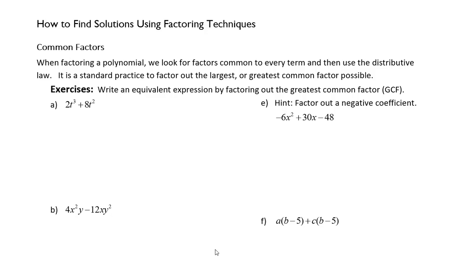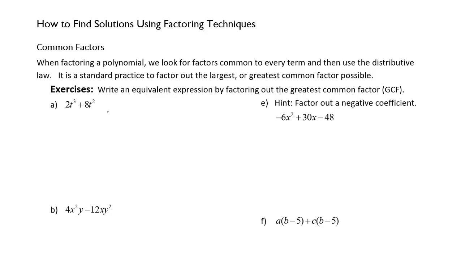In this video, we'll be using factoring techniques to find the zeros of the polynomials. When factoring a polynomial, we look for factors common to every term and then use the distributive law. It's a standard practice to factor out the largest or greatest common factor possible. So let's look at the exercises where we'll need to write an equivalent expression by factoring out the greatest common factor. You'll also hear this referred to as GCF.